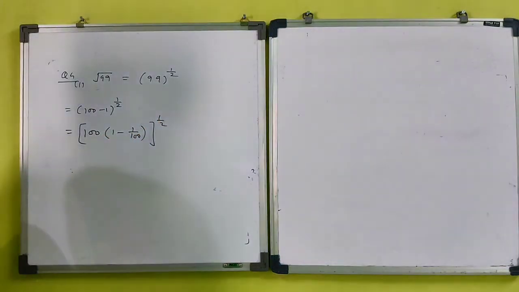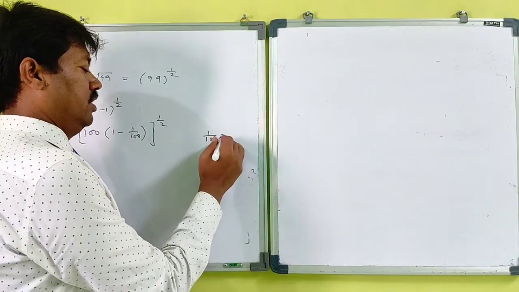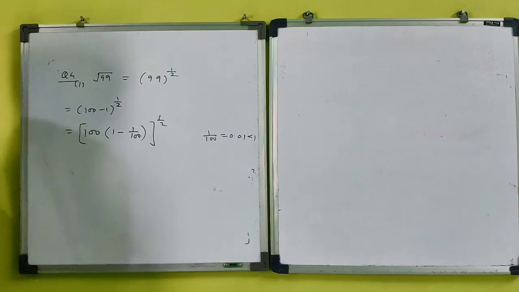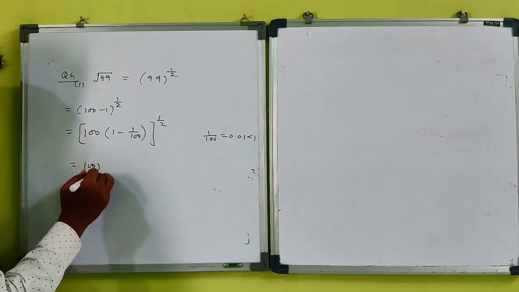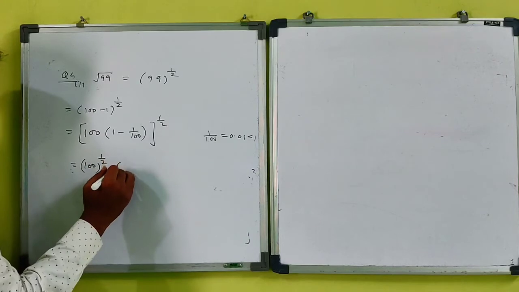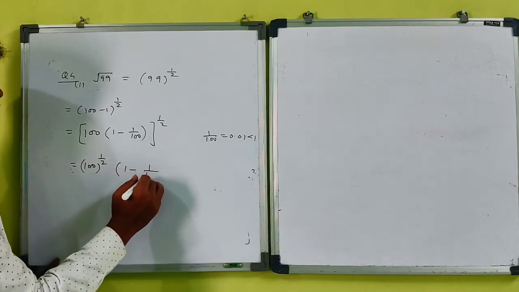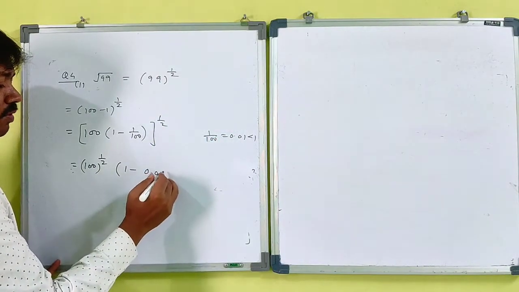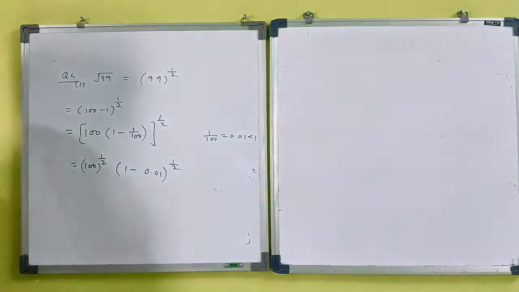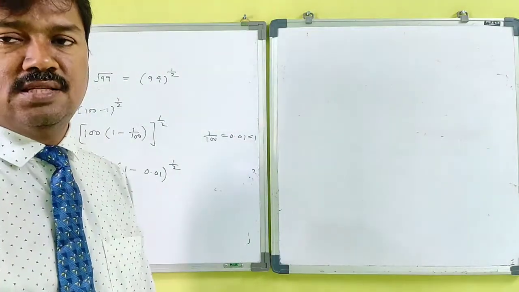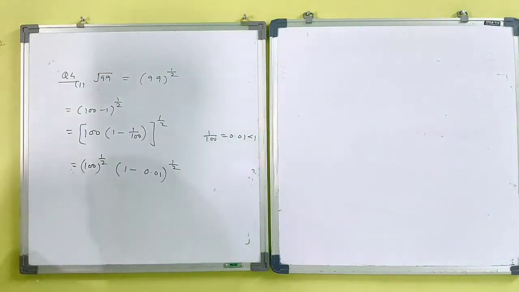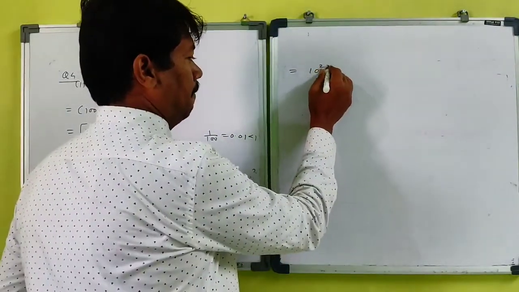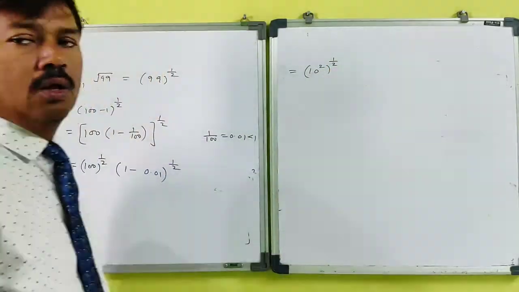Now 1 upon 100 is 0.01, which is less than 1. Therefore we can use our formula in this, because this becomes 100 raised to 1 upon 2 times (1 minus 1 upon 100), or you can say (1 minus 0.01) raised to 1 by 2. Now we are writing only up to 4 places of decimal, so maybe 1 or 2 terms will be enough. 100 raised to 1 by 2 is nothing but 10 squared raised to 1 upon 2.